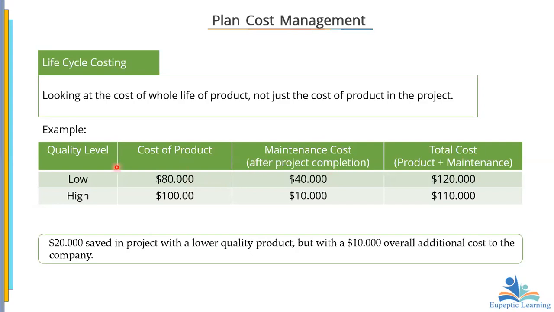If we're going to buy this thing at $80 and then spend $40 maintaining it, then the life cycle cost is the total cost. Life cycle cost looks at the cost of the whole life of the product, not just the cost of the product in the project. Life cycle costing even comes in when you want to come out with something. If we're going to do it and spend this amount of money maintaining it, then let me give you a typical example.